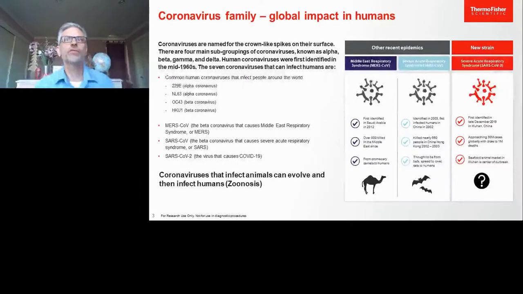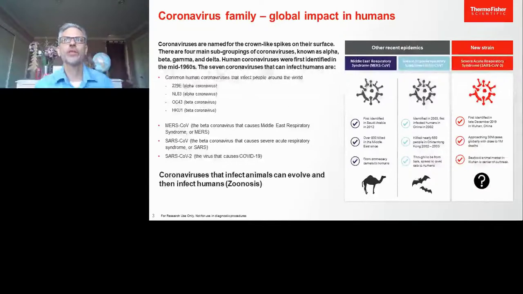In 2012 was the syndrome MERS. This was identified in Saudi Arabia in 2012 and killed over 800 people in the Middle East, and was transferred from dromedary camels into humans.